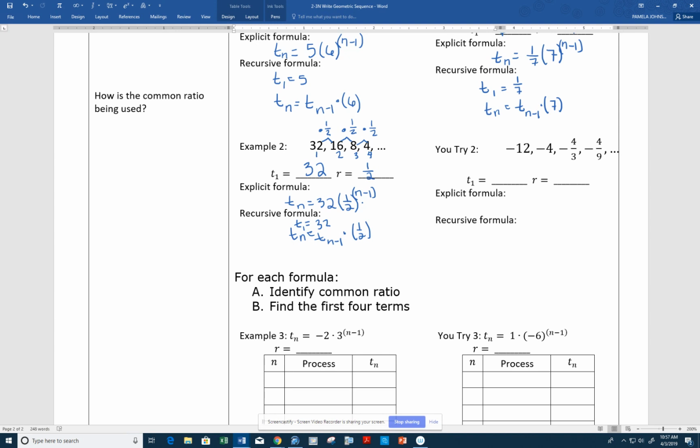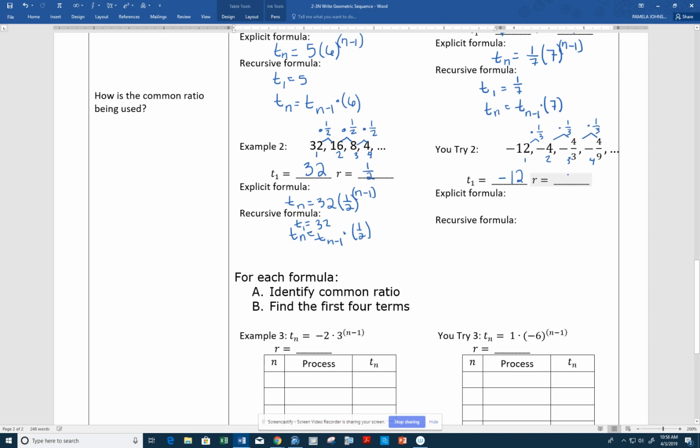All right, guys, you should have worked out you try number 2. If we number these, term 1, term 2, term 3, term 4, you notice that to get from negative 12 to negative 4, we multiplied by a positive 1/3. From negative 4 to negative 4/3, again, a negative 1/3, or positive 1/3, I'm sorry. From negative 4/3 to negative 4/9, again, it's a positive 1/3. So our t sub 1 is negative 12.